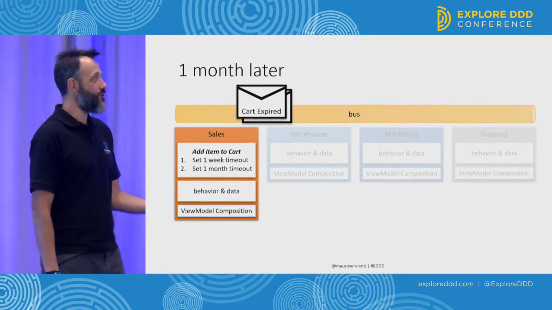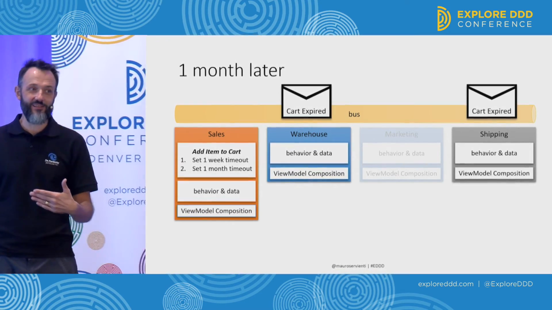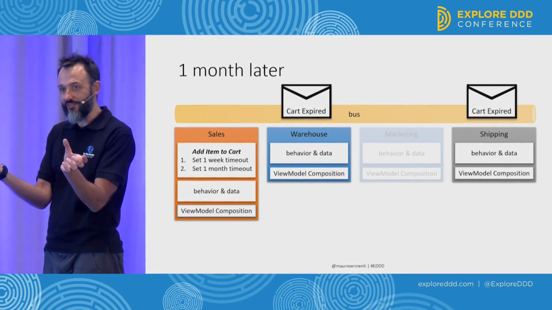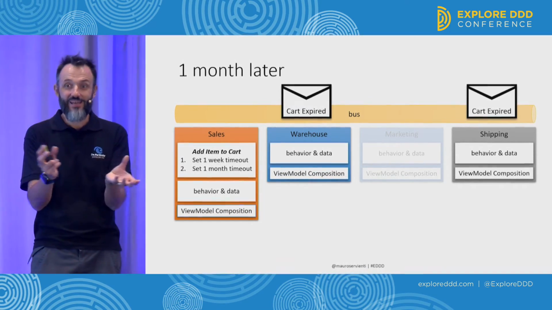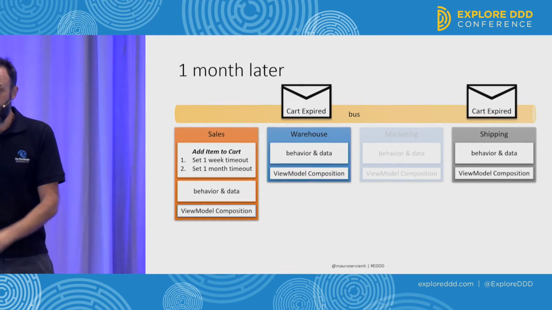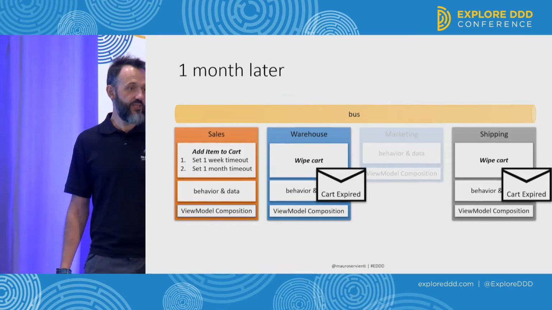A month later, if nothing changed, sales raises an event again. In this case, we have 2 subscribers. So both shipping and warehouse are interested in this because they have a view of the shopping cart. So they are owning a piece of the shopping cart. So if something needs to be wiped, they need to do the same thing. So they will receive the event, and they will wipe their own view of the cart.